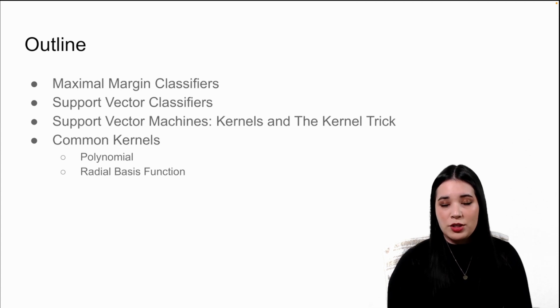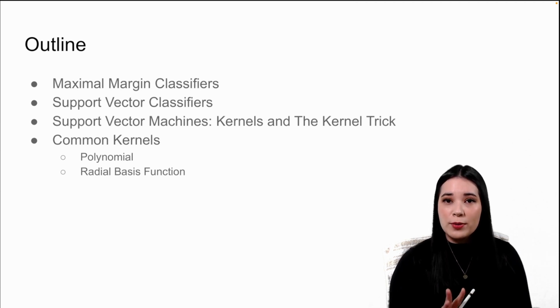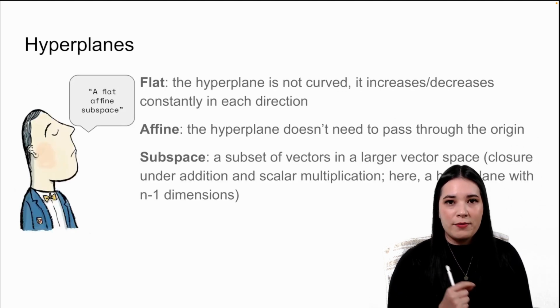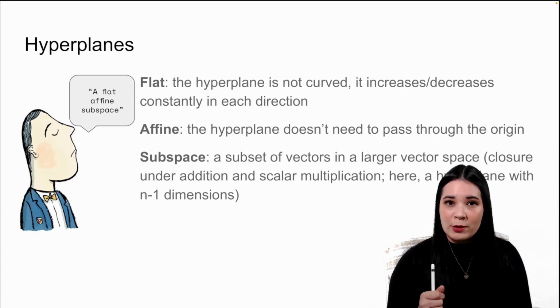Over the course of the next two lectures, we're actually going to talk about three related models: maximal margin classifiers, support vector classifiers, and then finally support vector machines. Each of these models makes an improvement on the previous one. However, they all have one very important thing in common. They use hyperplanes in order to divide space so that we can distinguish between two groups of data points.